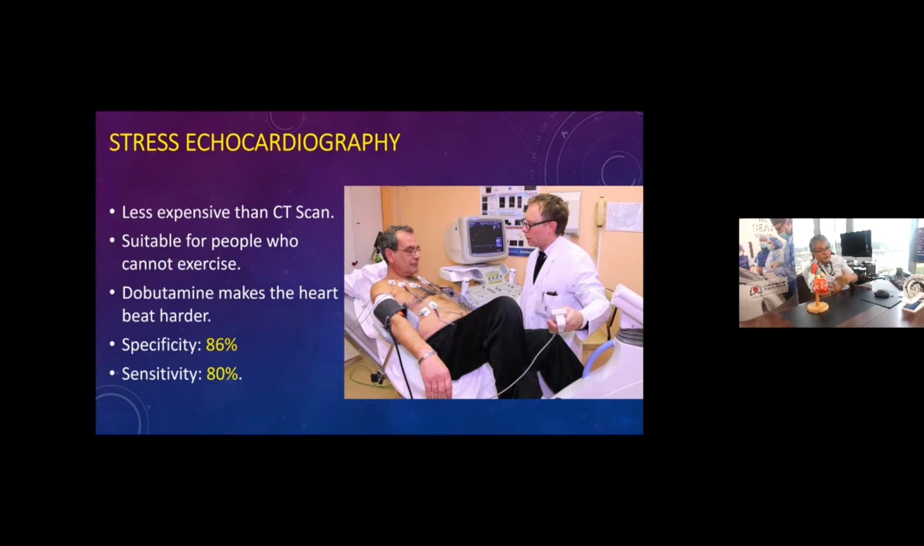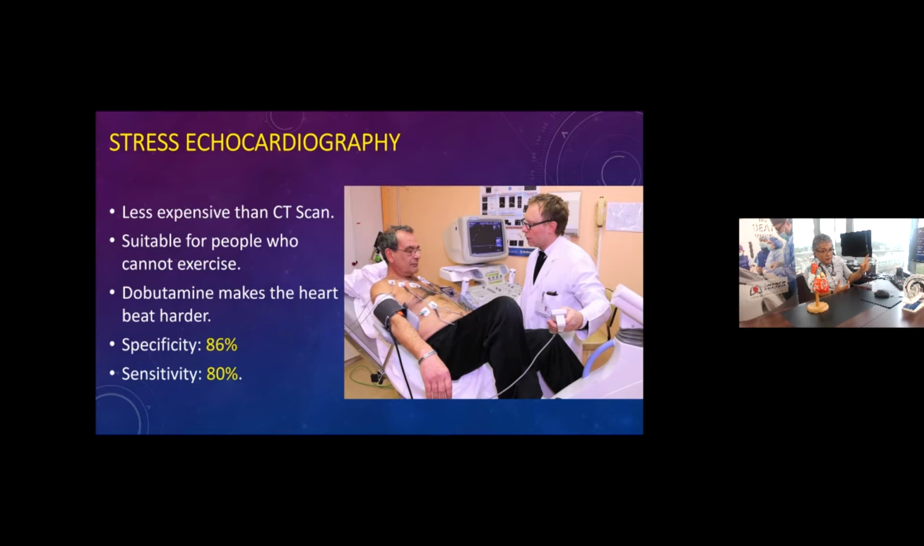So when I spoke about the running test, some people cannot do the running test because the electrical reading is not normal, or because they cannot run. Elderly people, people with back problems, people with leg problems who cannot run. We can still do a similar test. We call this a stress echocardiogram. It's not as expensive as a CT scan. It's suitable for people who cannot exercise.